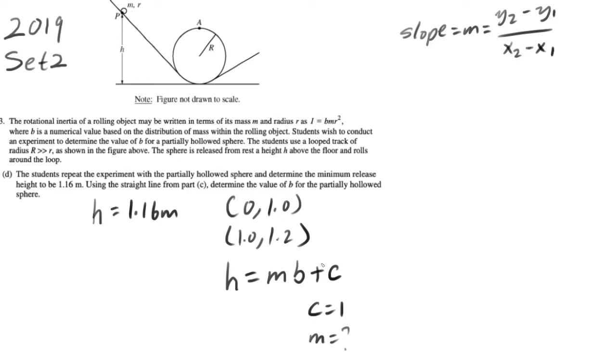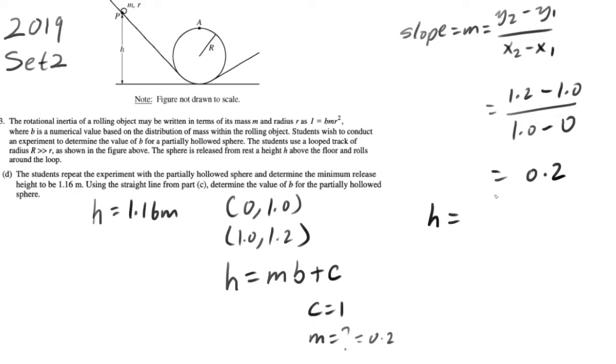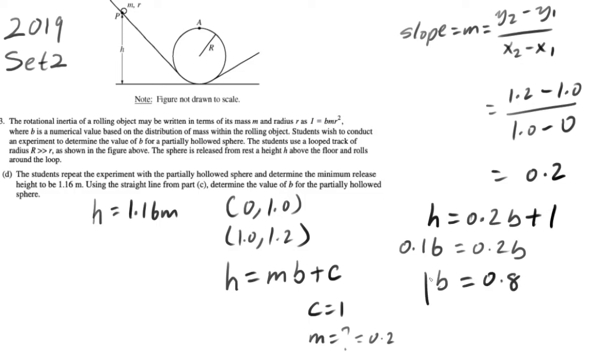Since we have these 2 points, this is the first point, this is the second point, we can plug them in to get that 1.2 minus 1 over 1.0 minus 0 is equal to 0.2 over 1, which is just 0.2. So we plug all these into the equation, we get that h equals 0.2 b plus 1. You plug h in and solve for b. So you get 0.16 equals 0.2 b. You get that b equals 0.8. And there are no units for b. And this is your answer for part D.